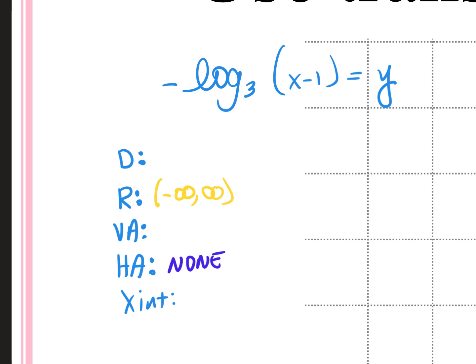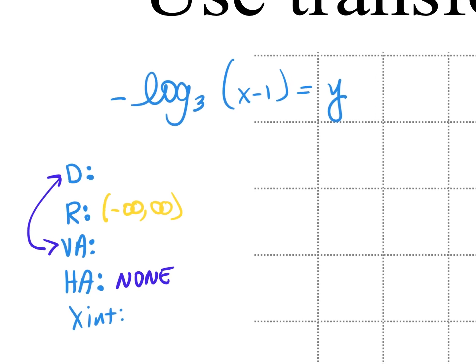Now, when I find my domain, similar to our rational functions, guys, didn't vertical asymptotes and domain go hand in hand? Same thing. How do you find the vertical asymptote? You set what? The parenthesis equal to what? Whatever's in the parentheses, set equal to 0. So I have x minus 1 equals 0. What do I do to both sides? X equals 1, yeah? Add 1 to both sides.